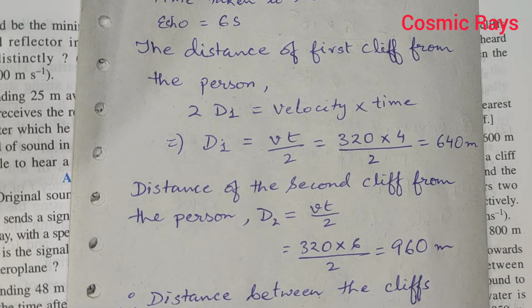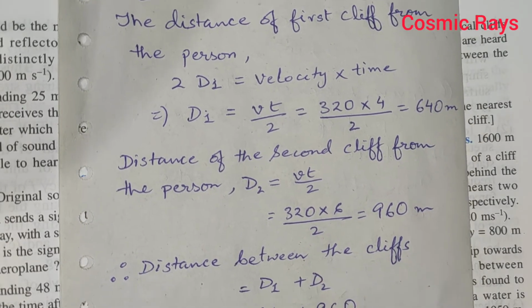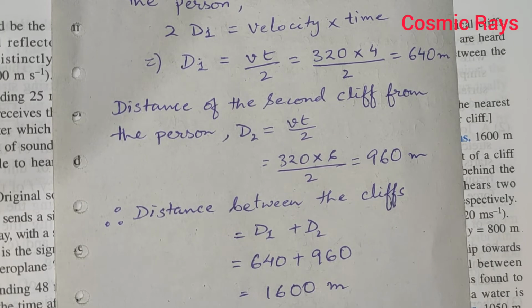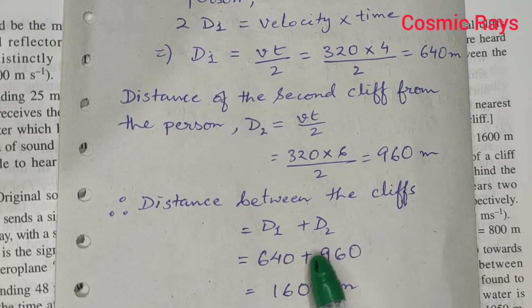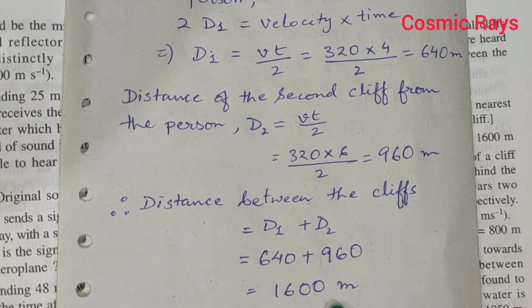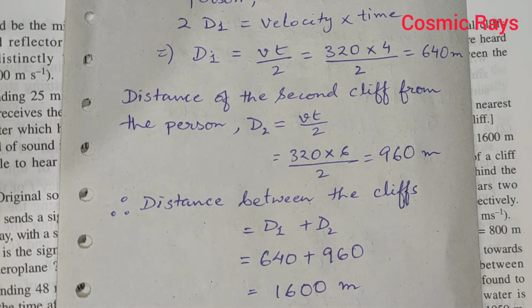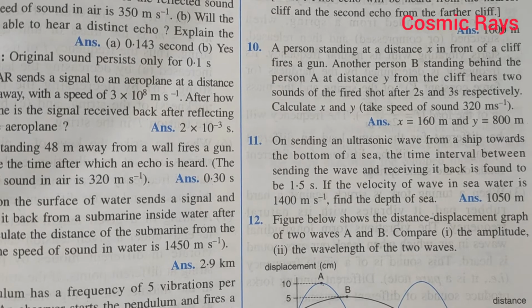Now the total distance between the cliffs will be d1 plus d2. So here we have d1, 640, plus d2, 960. The total comes out to be 1600 meters. That is the answer. Now we check question number 10.